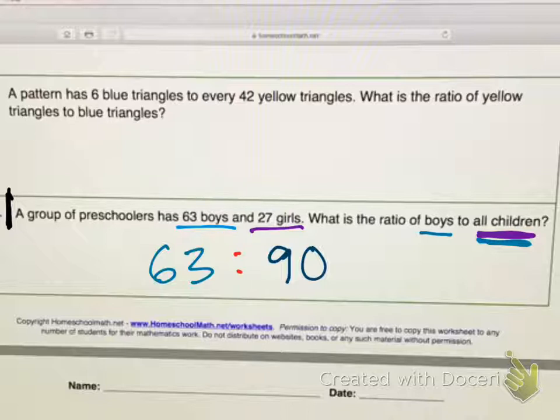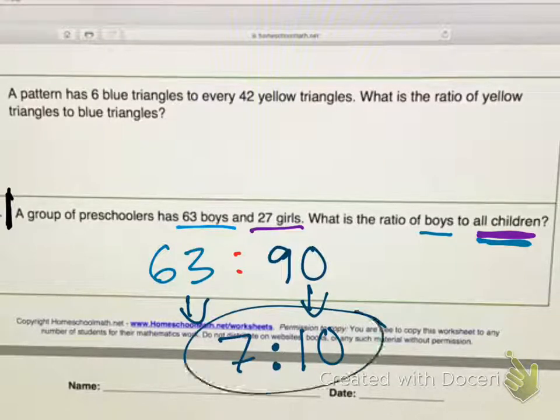Can anybody see the GCF already? Tyson? No. What's the GCF already? Anita? 9. The GCF is 9. What is 90 divided by 9? Emerson? 10. What is 63 divided by 9, Romario? 7. So we get our answer to be 7/10. Great job today.